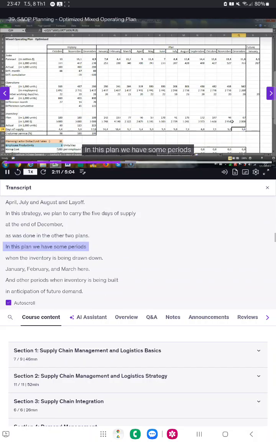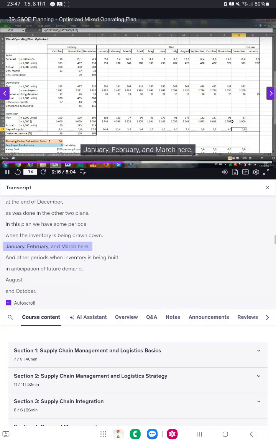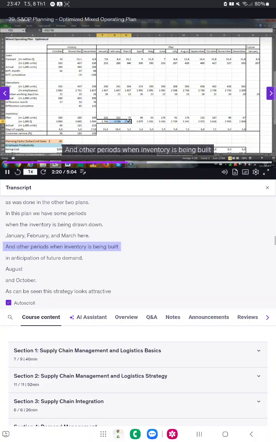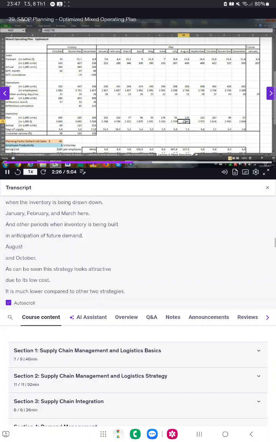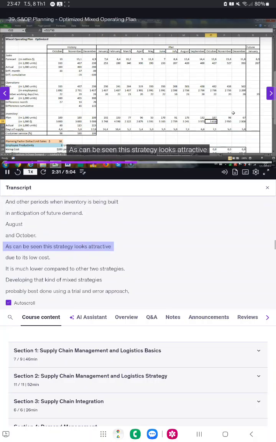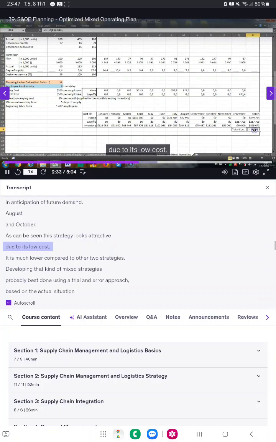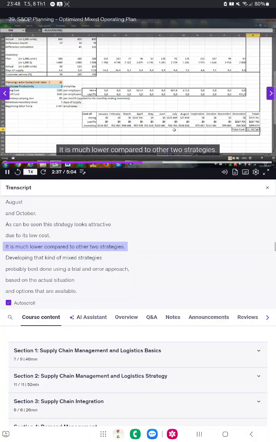In this plan, we have some periods when the inventory is being drawn down, January, February, and March, here, and other periods when inventory is being built in anticipation of future demand, August and October. As can be seen, this strategy looks attractive due to its low cost. It is much lower compared to the other two strategies.